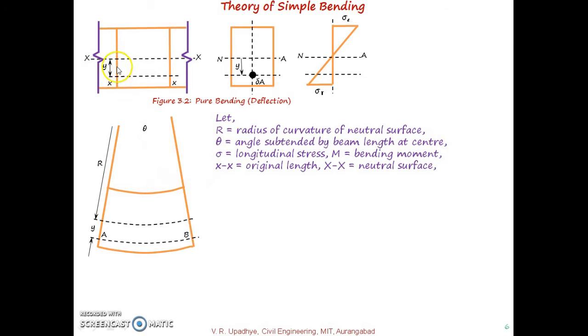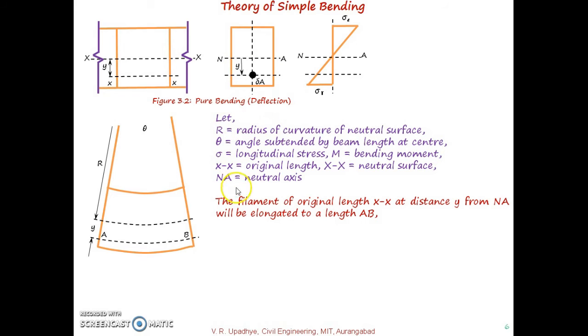So if you go to the first diagram, this part from this small x up to small x is the original length of this part, and this capital XX in this diagram is the neutral surface of that beam, and along the cross section this axis is the neutral axis of that beam. Then the filament of original length XX, as shown in this first diagram, is the original length at distance y from the neutral axis.